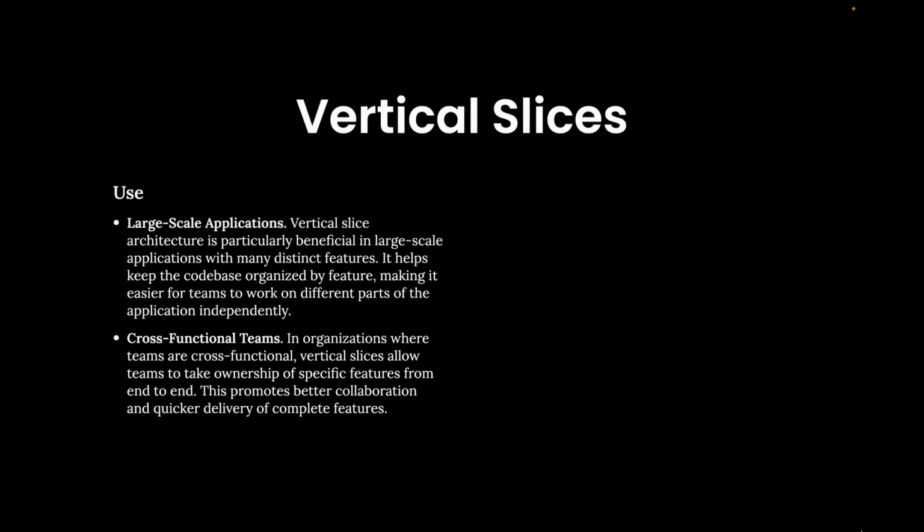When to use vertical slices? Large-scale applications. Vertical slices architecture is particularly beneficial in large-scale applications with many distinct features. It helps keep the codebase organized by feature, making it easier for teams to work in different parts of the application independently. And cross-functional teams. In organizations where teams are cross-functional, vertical slices allow teams to take ownership of specific features from end to end. This promotes better collaboration and quicker delivery of complete features.